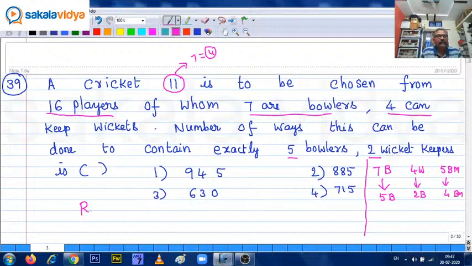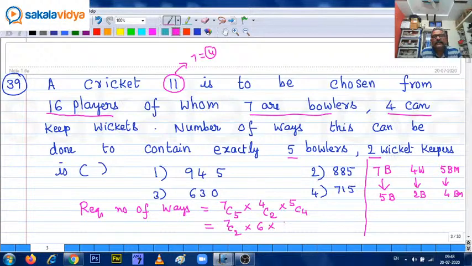So therefore the required number of ways is equal to 7C5 times 4C2 times 5C4. 7C5 means 7C2, 4C2 is 6, 5C4 is 5C1. 7C2 means 7 into 6 by 2. 7 into 6 means 21, times 6 into 5. So 21 into 30, 630. Third option is the right option.